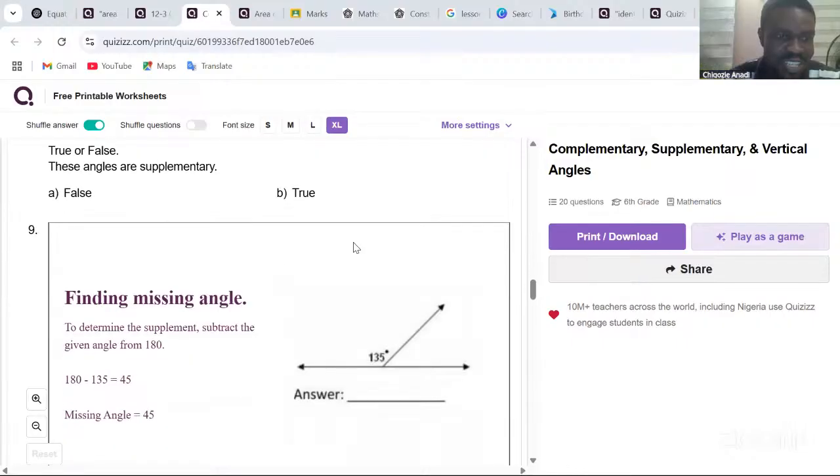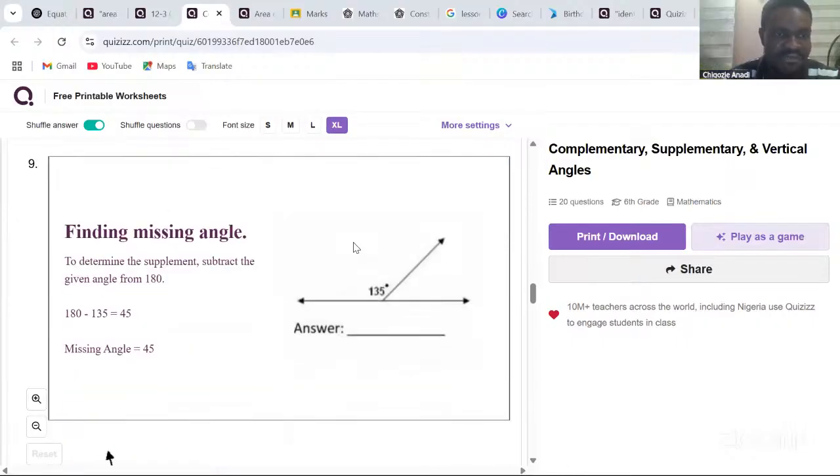So that will now lead us to this question. Look at question 9. Find the missing angle. To determine the supplement, subtract the given angle from 180. The given angle is 135. So what is 180 minus 135? That will give us 45. So that means 135 and 45 are supplementary angles, right? You get that down, Chimamanda? Do you understand? Yes, sir.